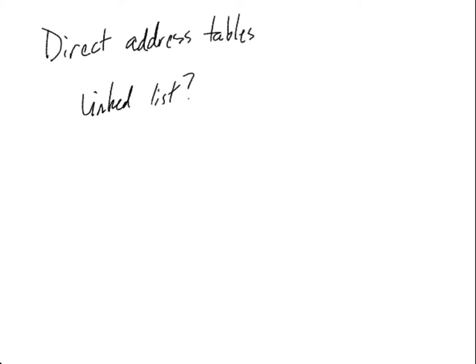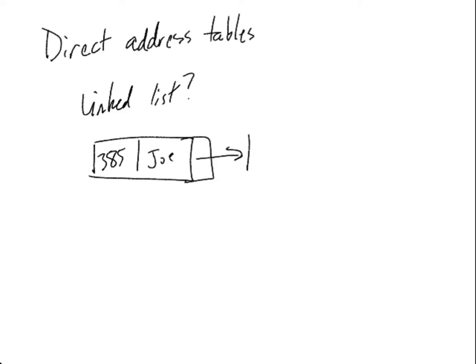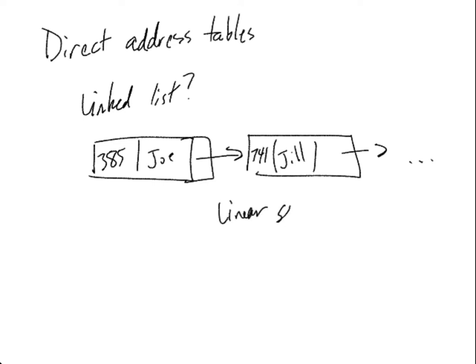If we want to do it as a linked list, then suppose we have some student named Joe, and his student ID is 385, and then that can point to the next node, and this is, say, Jill, and her student ID is 741, and so on. Now, to find a particular student by their student ID, it's a linear search. We have to search through potentially the whole linked list and compare each student ID to the one we're looking for. So it's order n.